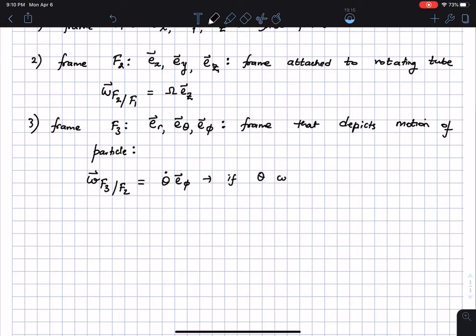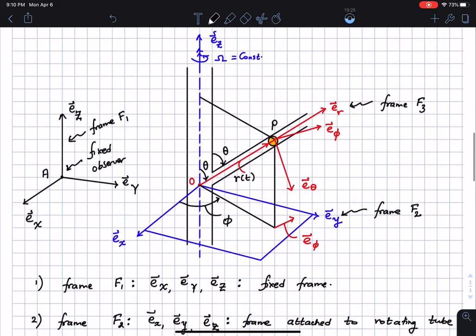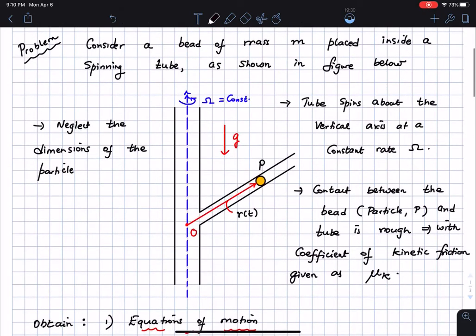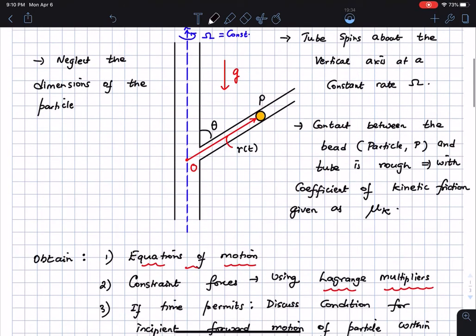If theta were not a constant. I want to make a note of the fact that here is the angle theta as well in the initial figure. Let's say that this is the angle theta. And I want to make another statement here. We will assume that the angle theta is a fixed angle.